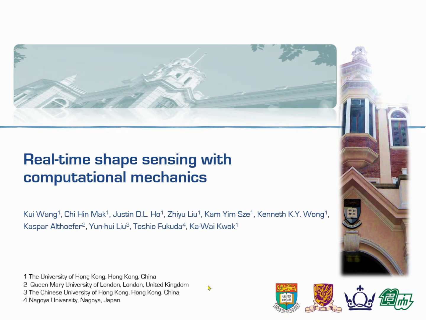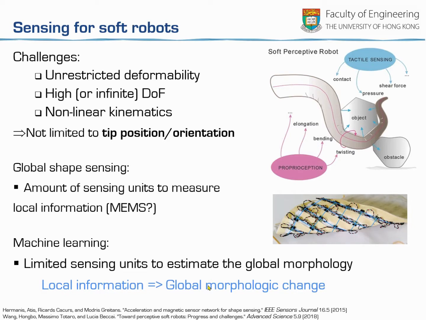Today, I would like to share our work on shape sensing for soft robotics. Instead of just measuring the robotic position or rotation, our work mainly focuses on sensing the global robot shape. To measure the global information, there is some research using a grid of sensing units, like maps, to get the local information. Then they combine the local information together to estimate the global shape of the whole body.